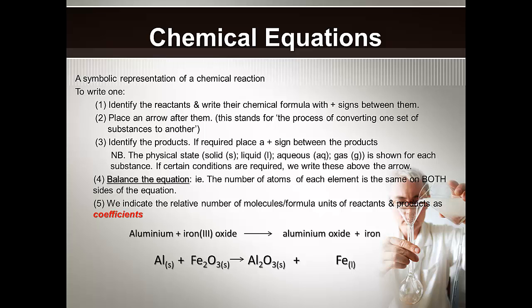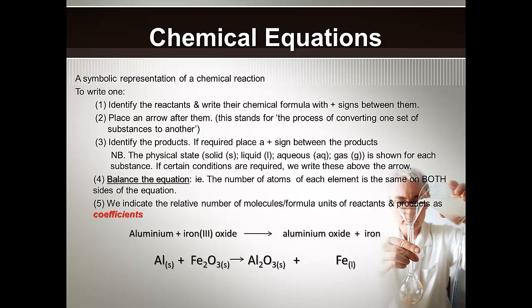If certain conditions are required, we'll write these above the reaction arrow as well. So if this needs to be heated, we'll just write heat above the arrow, for example. A solid is a solid, a liquid is a liquid, a gas is a gas, but aqueous simply means it's been dissolved in water. So if you see a little AQ there, it means it's dissolved in water. Step number 4, we balance the equation, so the number of atoms of each element is the same on both sides of the equation. This is balancing like we did on the previous slide. We indicate the relative number of molecules or formula units of reactants and products as coefficients, so this is where we use coefficients at the front to balance.